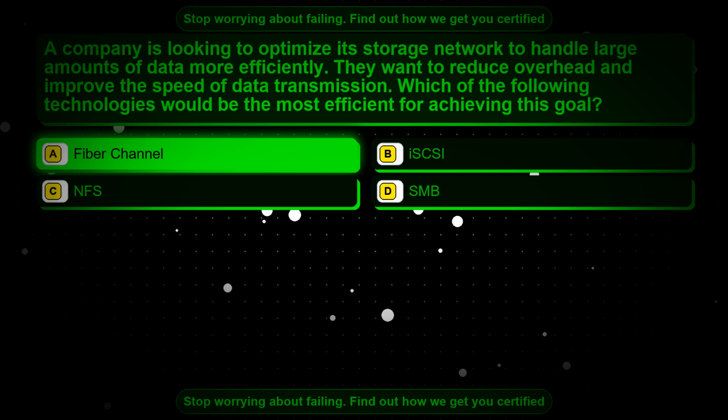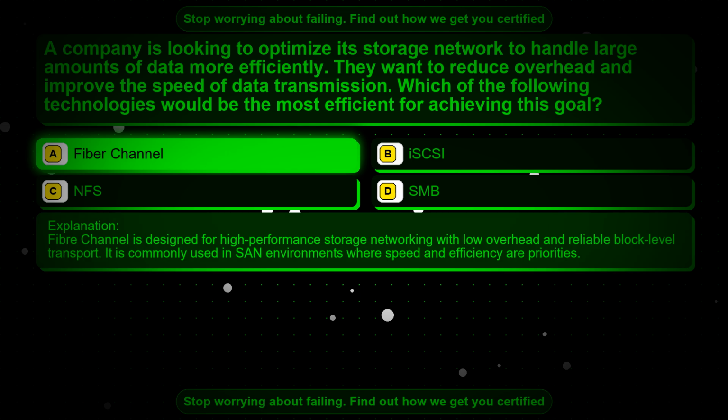The correct answer is option A. Fibre Channel. Fibre Channel is designed for high-performance storage networking with low overhead and reliable block-level transport. It is commonly used in SAN environments where speed and efficiency are priorities.